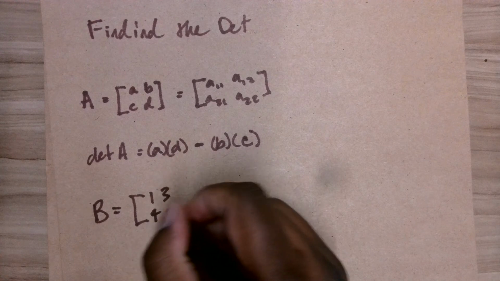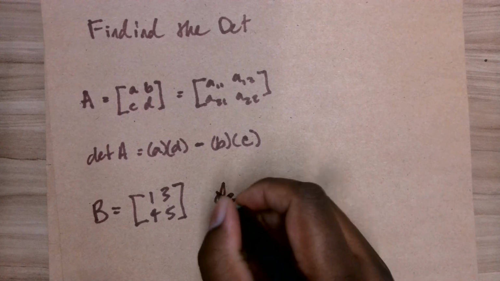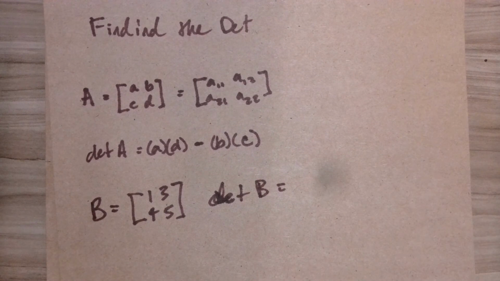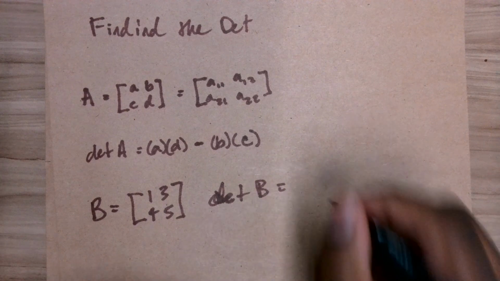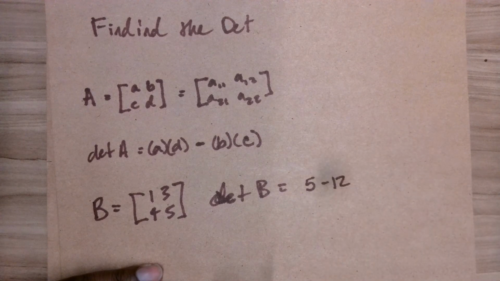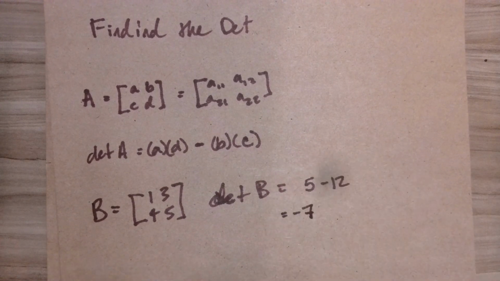So let's say that we have matrix B, with rows 1, 4 and 3, 5, and I want to find the determinant of B, which shouldn't be too hard. Oh, and let me also mention, you can only find the determinant of square matrices. I should have put that out there. All right, so the determinant of B would be 5 minus 12, because it's 1 times 5, which is 5, minus 4 times 3, which is 12. So the determinant of B would be negative 7.